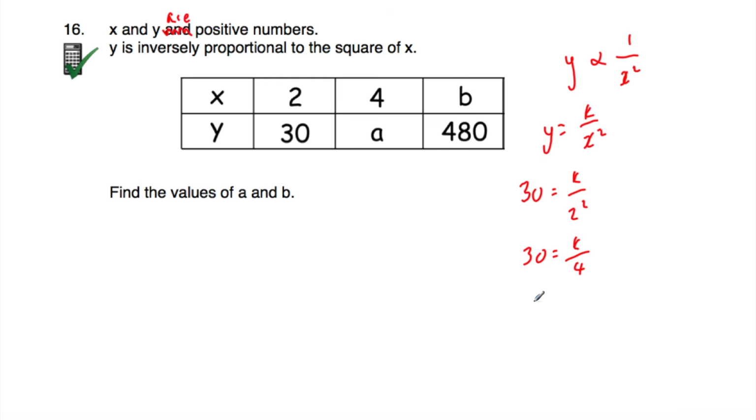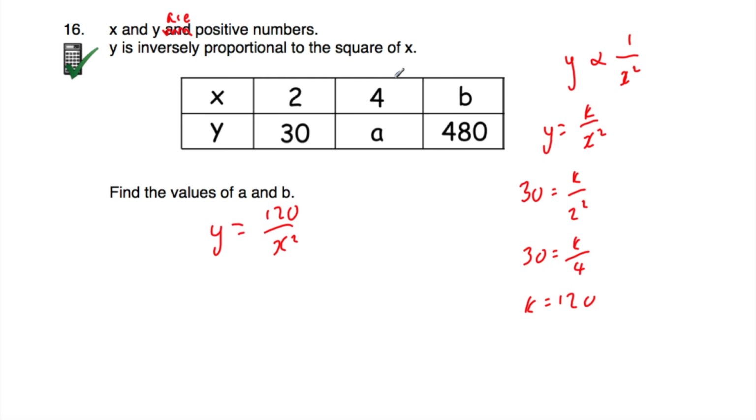And if we times both sides by 4, we're going to get that k is equal to 120. Okay, so let's substitute that into our formula. So we're going to have that y is equal to 120 over x squared. So that's great. We can now use this to work out the values of a and b.